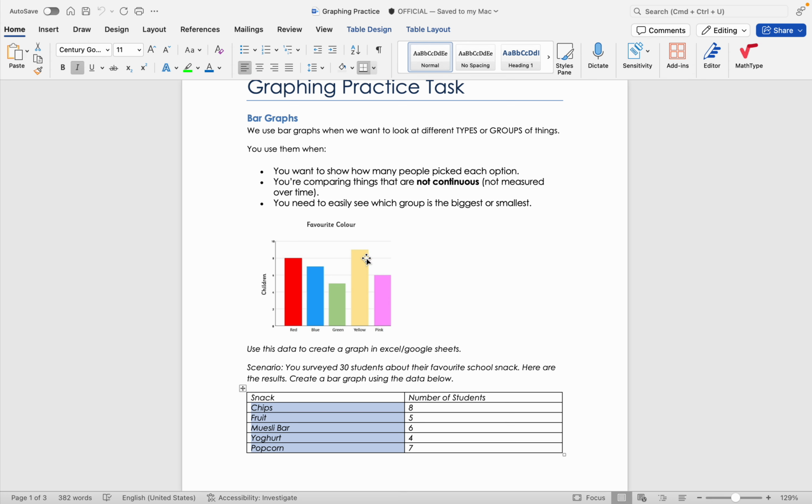Can I say there's an increase here? I can't say that. But I can say which group is the biggest. I can say which group is the smallest. So I've separated them into different separate groups. So that's when I do a bar graph. If I have any data that wants me to do separate groups, I'm doing a bar graph.